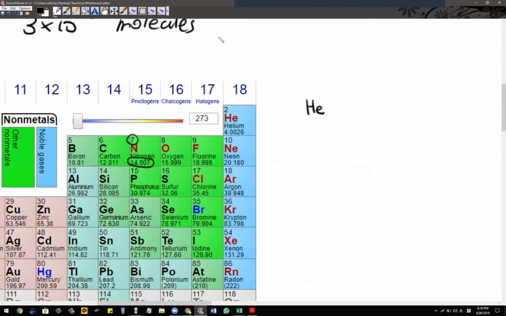These are known as relative atomic mass. So we'll talk more about that. And what that means is, if I have 1 mole of helium, that means 6.022 times 10 to the power of 23 atoms.